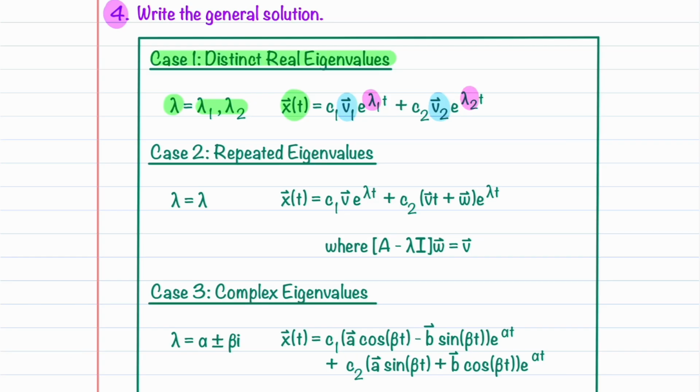Our v's are our eigenvectors, and our lambdas are up in the exponent. The second case you can encounter is when lambda is a repeated eigenvalue. I just put down here that this is the case where lambda 1 is equal to lambda 2. Here's what our solution looks like. We have one eigenvector v that appears in both of these terms. We have our eigenvalue up here in the exponent, and then we have a new vector that we're going to call vector w, which is called a generalized eigenvector, and you find it by solving this equation.